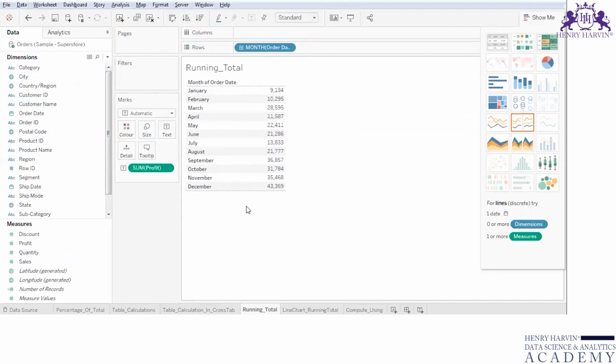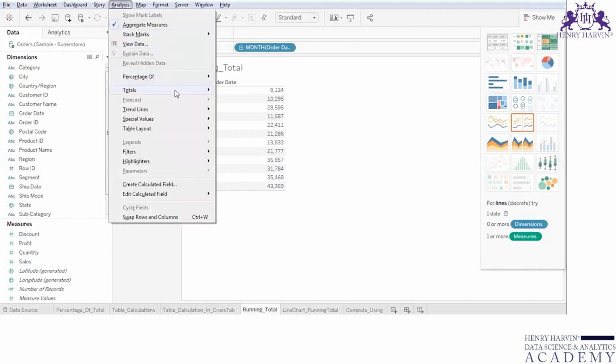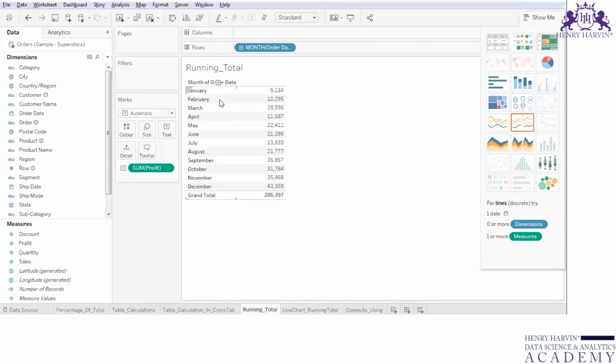Now if I would like to see it in terms of cumulative as well, first of all I'll add over here in the analysis, I'll go in the totals and I'll say that show me the column grand total. So it's showing me the grand total over here.